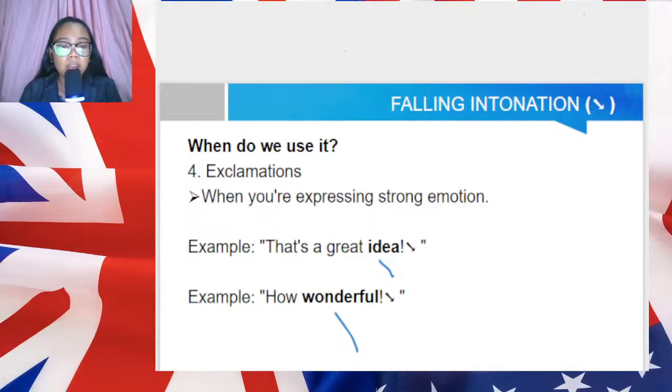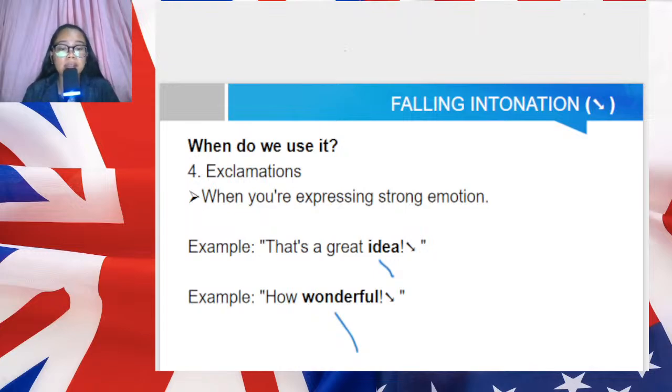Now it's important to note that this use is not limited to positive emotions. Falling intonation also conveys strong negative feelings, like in those sentences: "That's terrible." The sharp fall on "terrible" makes your dismay undeniable. Or maybe, "What a mess." The voice falls on "mess" to convey strong frustration or disapproval.